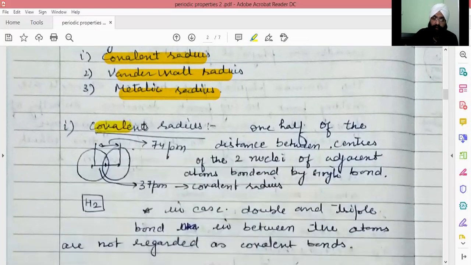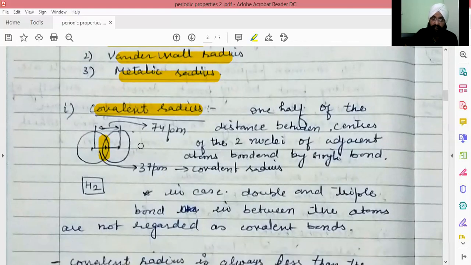First of all, covalent radius. In covalent bonds, there is an overlap of the electron clouds of atoms. Here is an example of a hydrogen molecule. The internuclear distance, or interatomic distance, is 74 picometer, and one half of it, from the center of one atom to the midpoint, is known as the covalent radius.